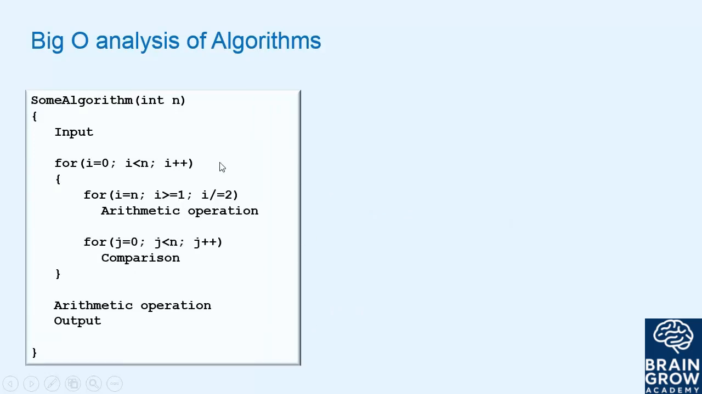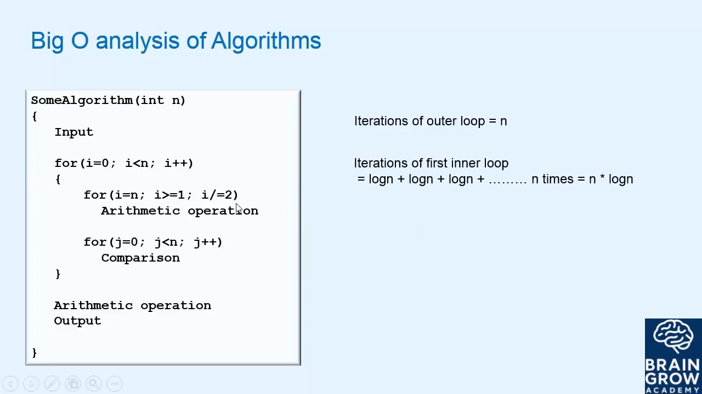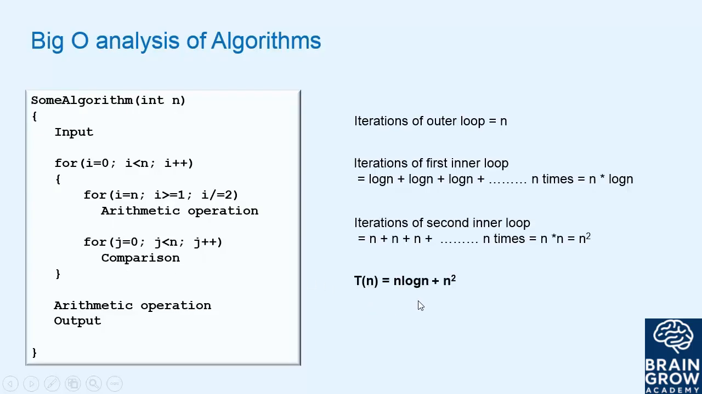Now in this algorithm, this outer loop iterates n times. And in each iteration of outer loop, this first inner loop iterates log n times. And this inner loop iterates n times. So total number of iterations of this inner loop is equal to n log n. And the total number of iterations of this inner loop is equal to n square. So this arithmetic operation executes n log n times and this comparison operation executes n square times. And so the time complexity is equal to n log n plus n square, which is order of n square.